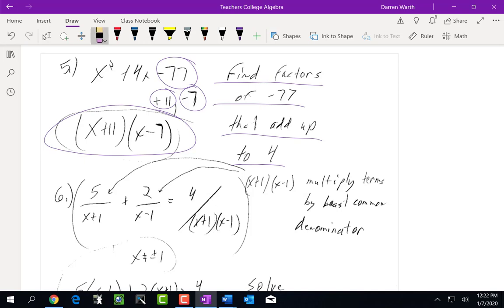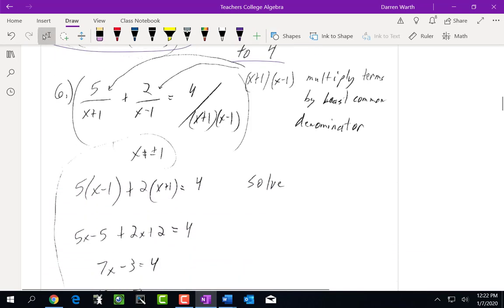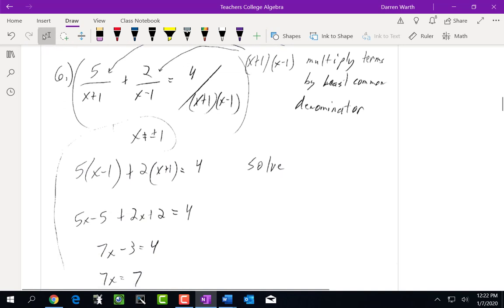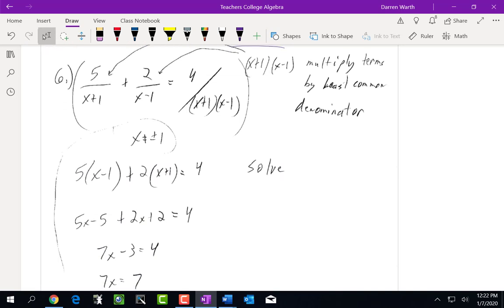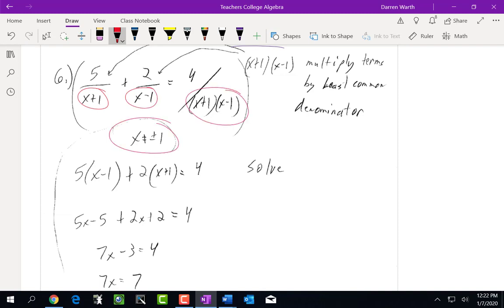Okay, number 6. The directions say, first write the values that make the denominator 0, then solve the equation. So the first thing I notice is that I have my x plus 1 right here, I have my x minus 1, and then right here I have x plus 1, x minus 1. So I know that x cannot equal plus or minus 1, because that would make my denominator 0. So I'm going to go ahead and solve this problem.